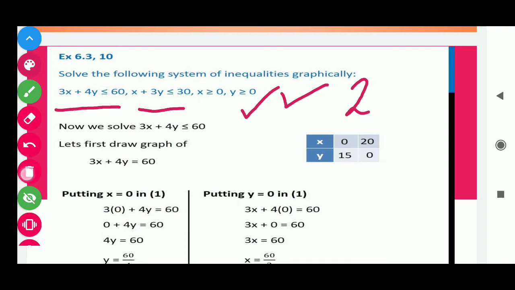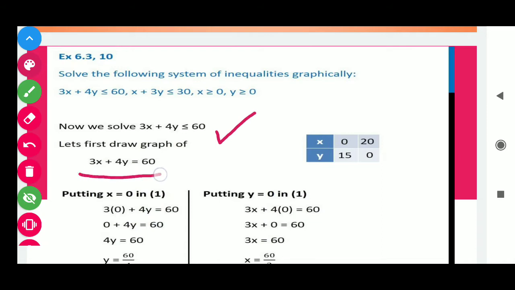Now students, here we have 3x plus 4y less than equals to 60. 3x plus 4y is equals to 60. First use the equality sign, make a table, and here we have put x is 0. In this way we get 4y is equals to 60 and we get y is equals to 15. Similarly, if we put y is equals to 0, we get x is equals to 20. In this way students, we get the 2 points.